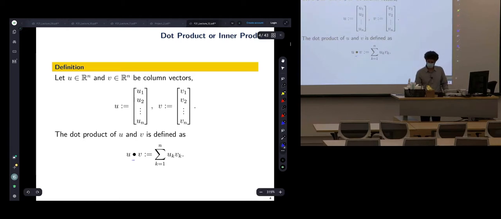Now, another name for the dot product is inner product. Inner products are more general. The dot product is a special case of inner product. A lot of the time, I will probably use inner product. You can use both. Whatever your preference is fine. From the context, when I say inner product, you know I mean the dot product.